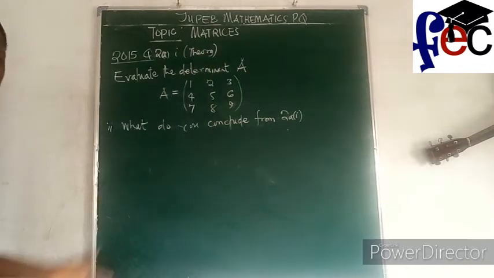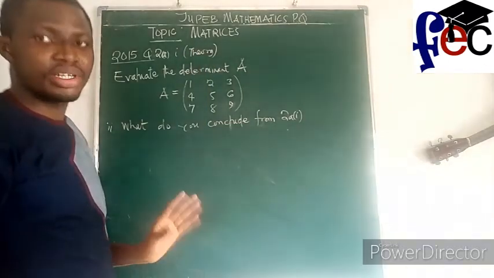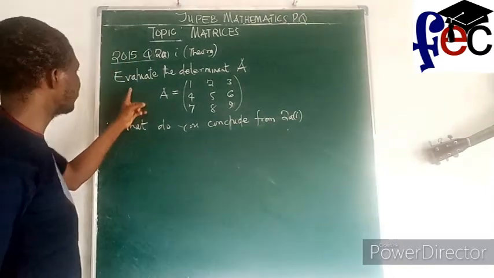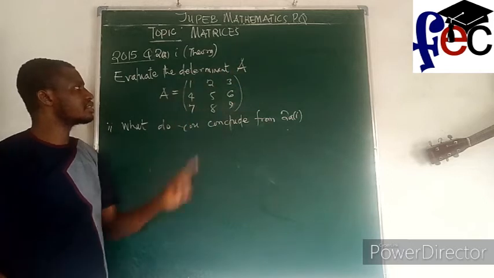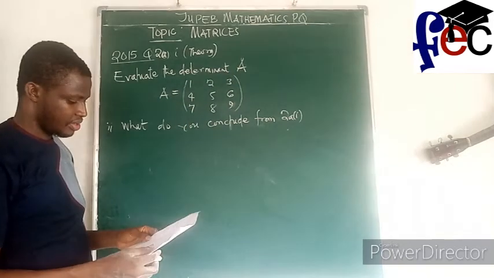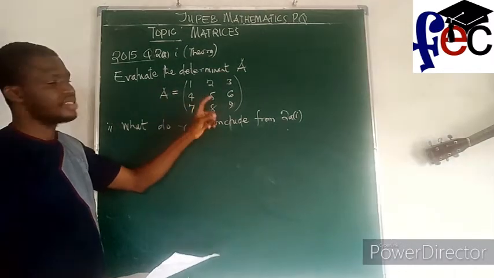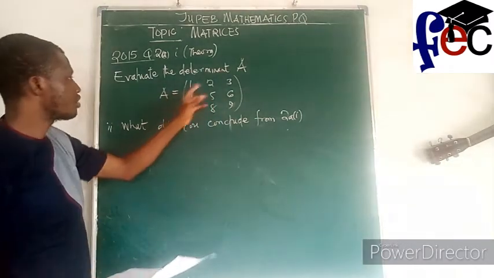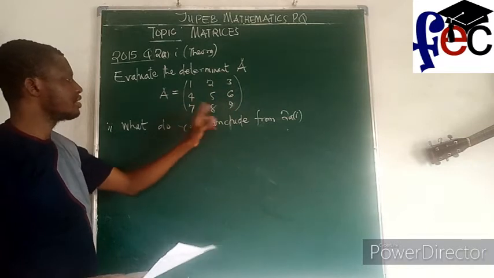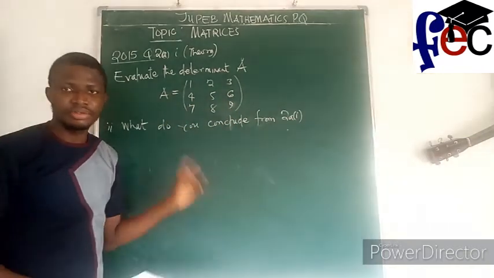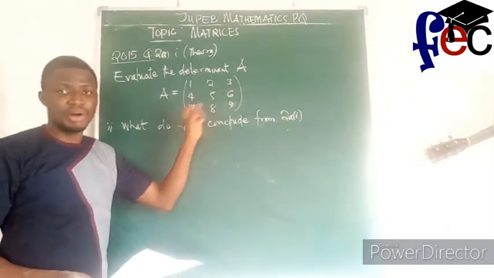So you have to be explicit here. You can't rush. Okay, so evaluate the determinant of A. That's the determinant of A now, where A is this value 1, 2, 3, 4, 5, 6, 7, 8, 9. And in Roman figure 2 we are to conclude from our results.